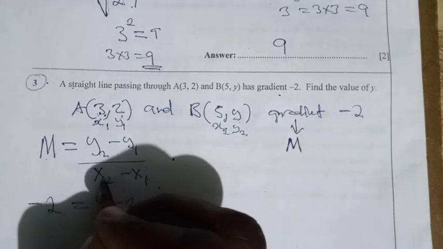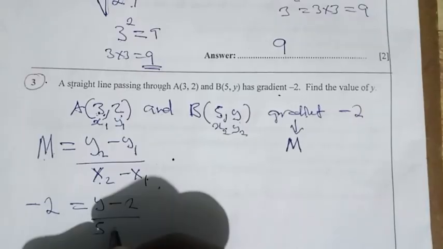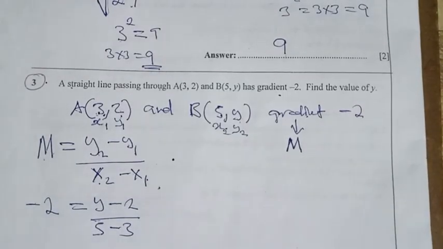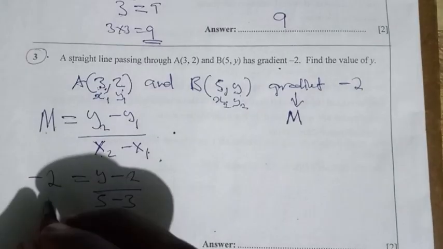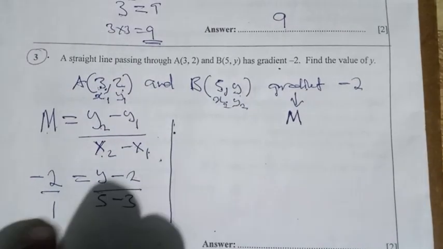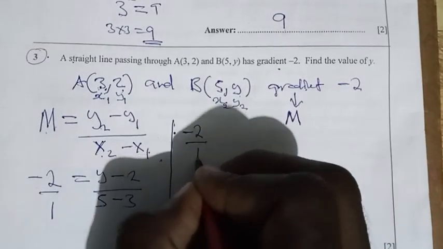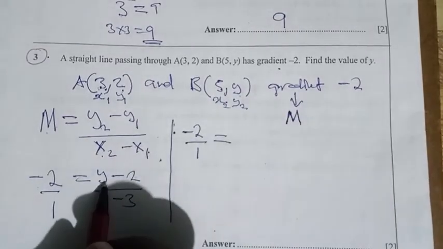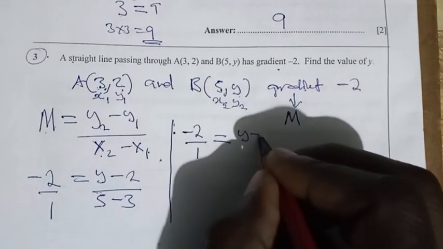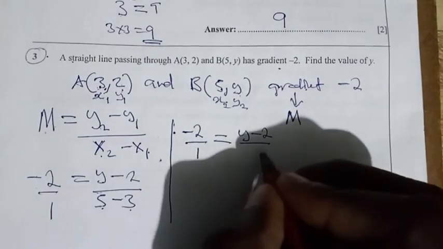What is our x2? x2 is 5. What is our x1? It is 3. Then we put negative 2 as over 1 to balance the fraction. So I'll write negative 2, our gradient, same as negative 2 over 1, equal to y minus 2, over 5 minus 3, which is 2.